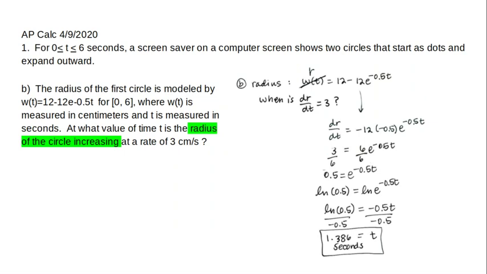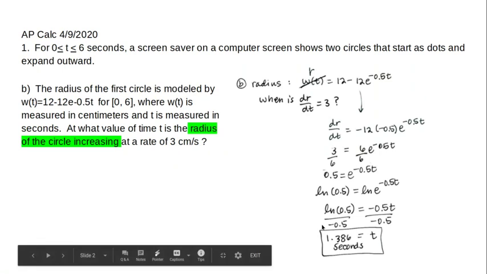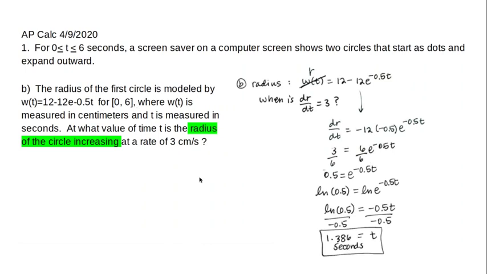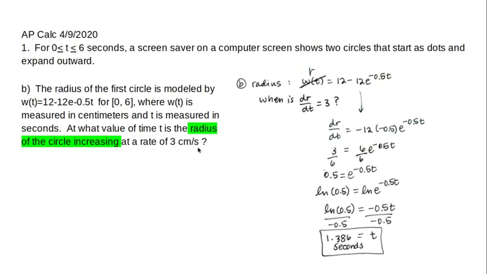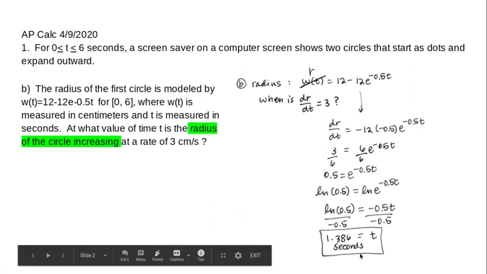Round to the nearest three decimal places, and you should be good to go. All right, so now before you walk away, is that time in the interval from 0 to 6? Yep. Are you labeled appropriately? Remember, my rate was centimeters per second, so my time is going to be some number of seconds. So that all looks good. I think we're done there.